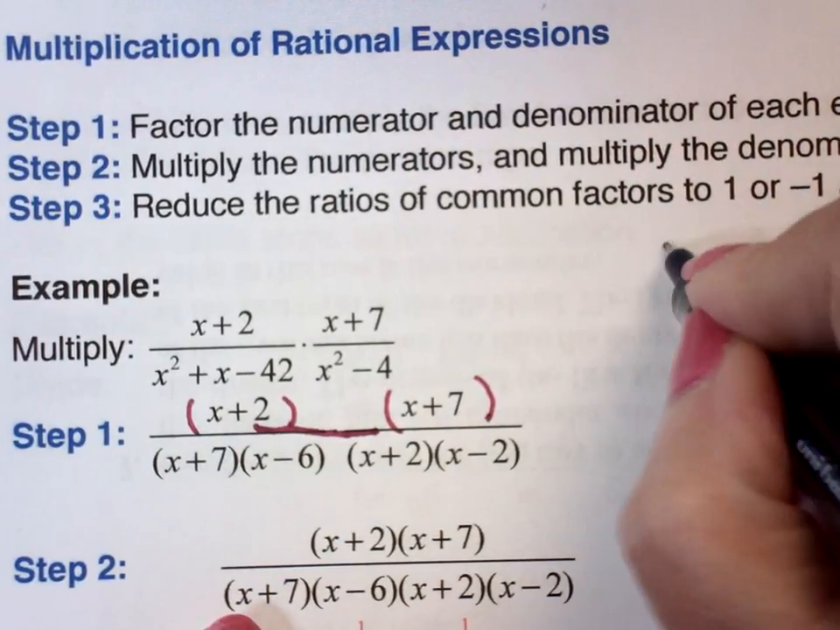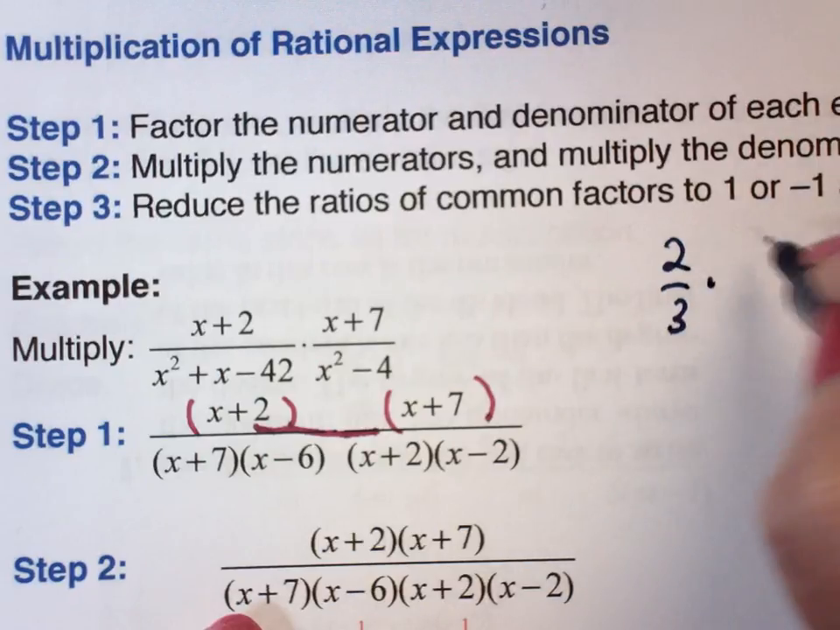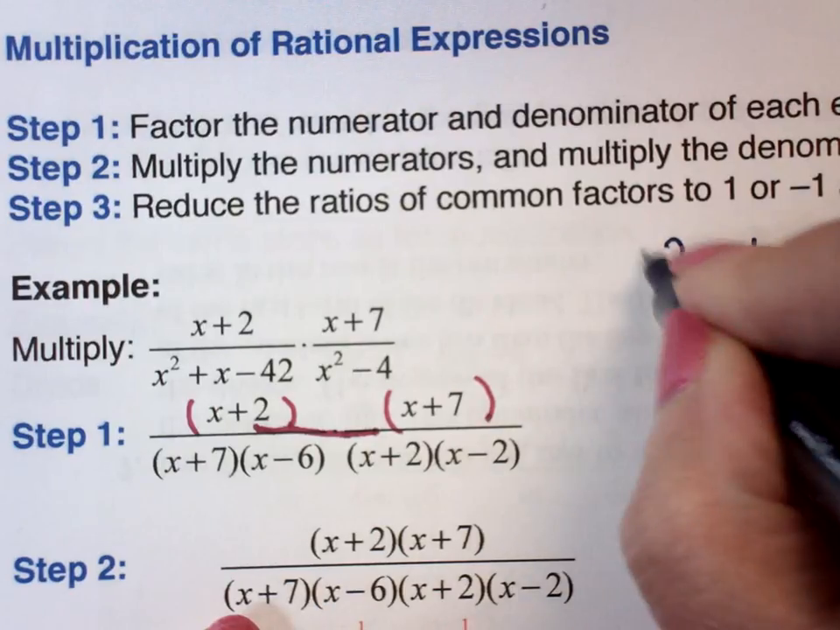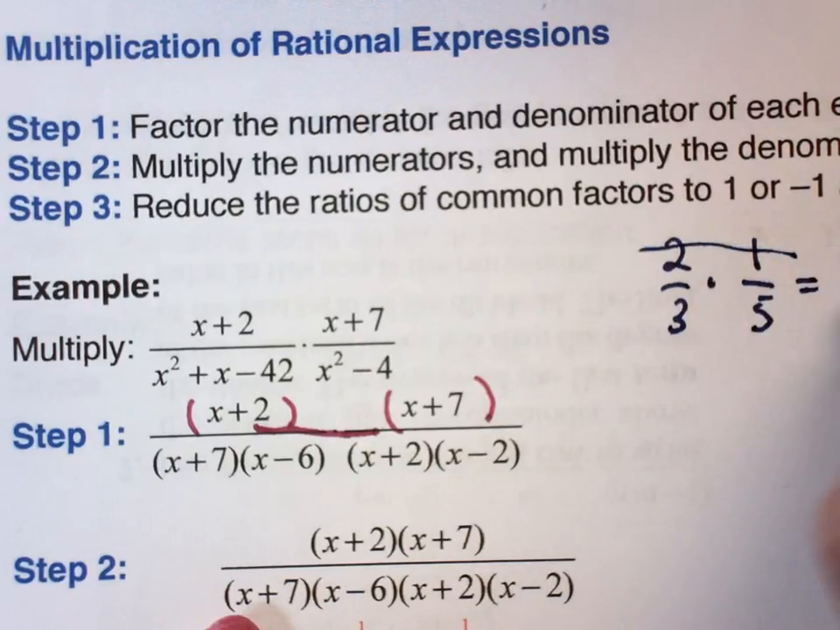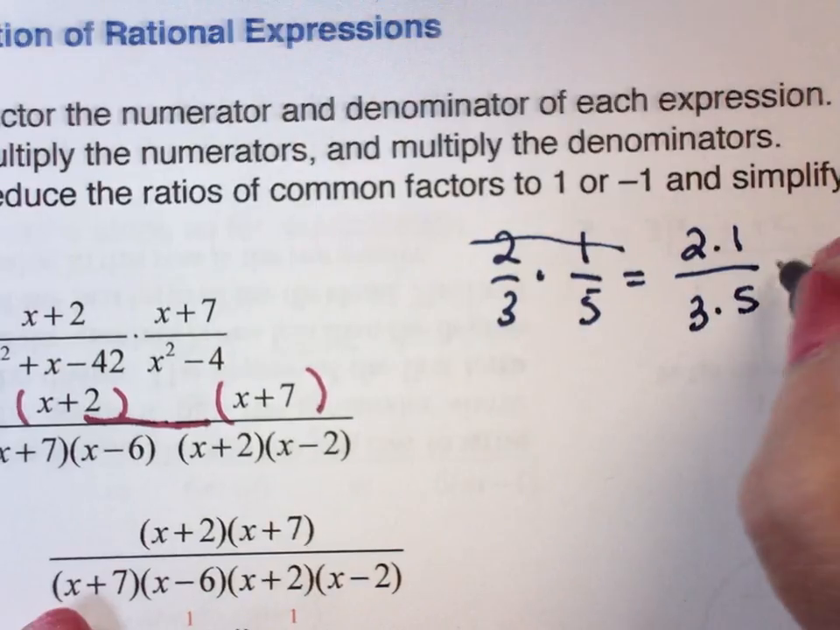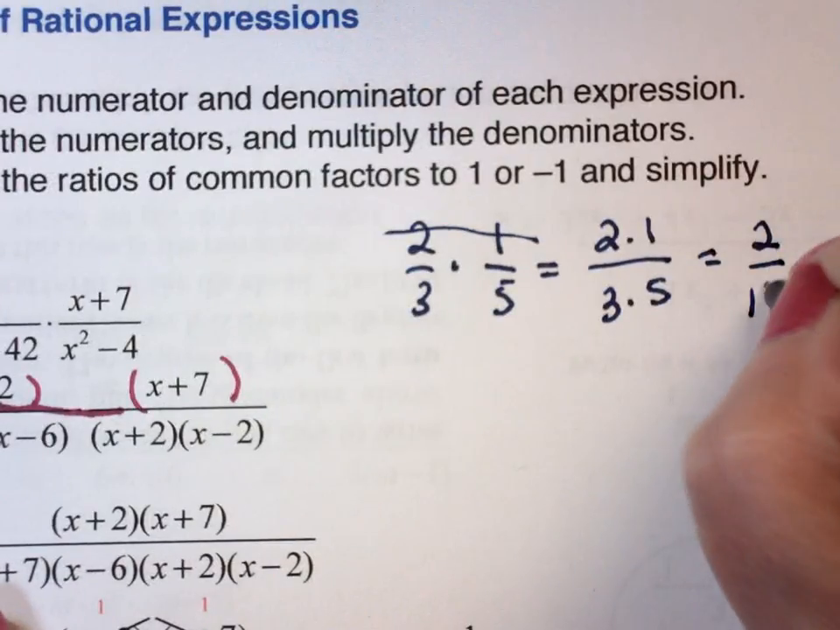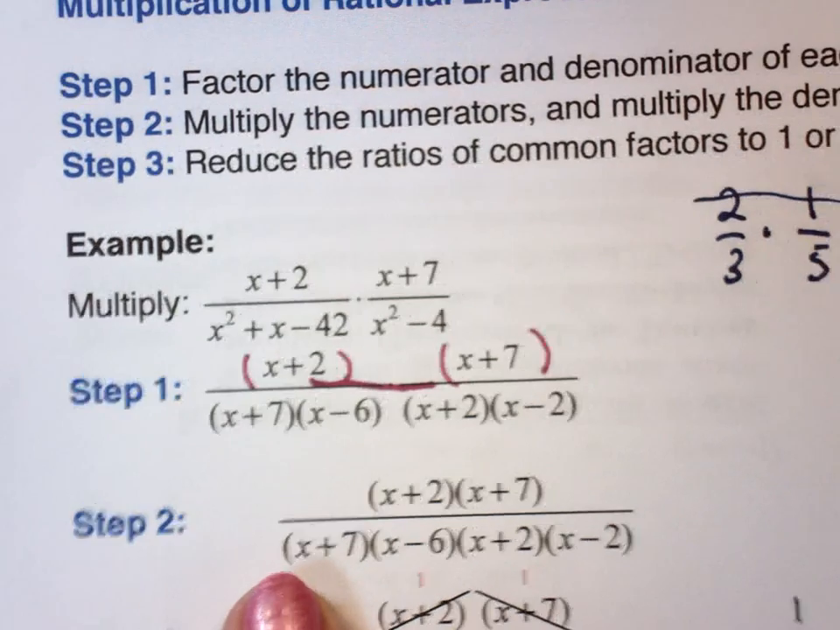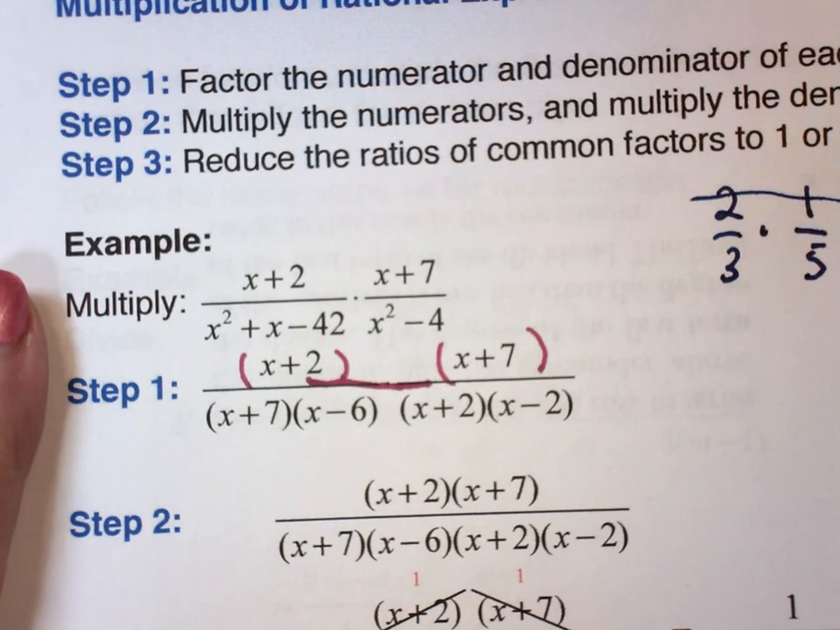Remember in arithmetic, if I said 2/3 times 1/5, you multiply across, it's 2 times 1, 3 times 5, and that would then become 2/15. You'd reduce it down. So algebra multiplication is no different. The only difference is you've got sets of parentheses that are factors instead of numbers. So now it's one single problem.